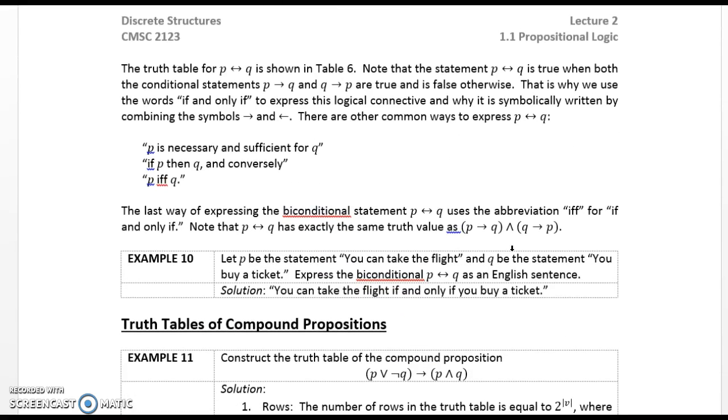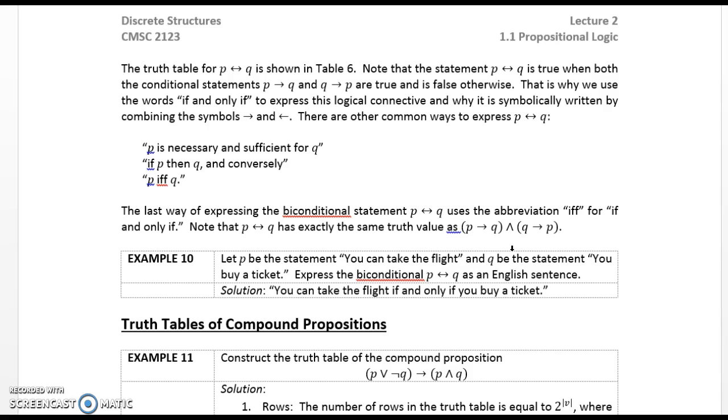The truth value for P if and only if Q is shown in Table 6. Notice that the statement P if and only if Q is true when both the conditional statements P implies Q and Q implies P are true, and is false otherwise. That is why we use the words if and only if to express the logical connective, and why it is symbolically written by combining the symbols right arrow and left arrow.